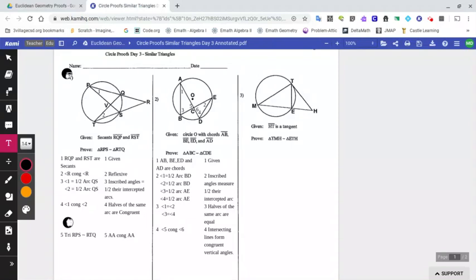Anyway, so here we go. RQP and RST are secants. Angle R is congruent to angle R, of course, by reflexive. Angle 1 is half of arc QS, and angle 2 is also half of arc QS, since inscribed angles equal half their intercepted arcs. So angle 1 is congruent to angle 2, since halves of the same arc are congruent. All right, so those two triangles, RPS and RTQ, are similar by angle-angle.